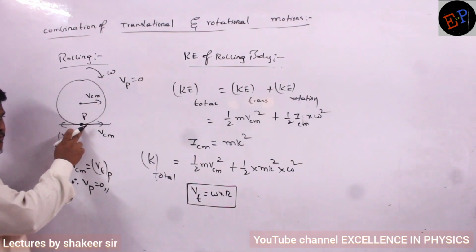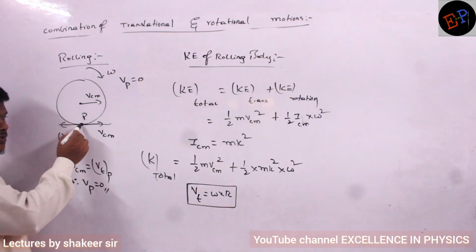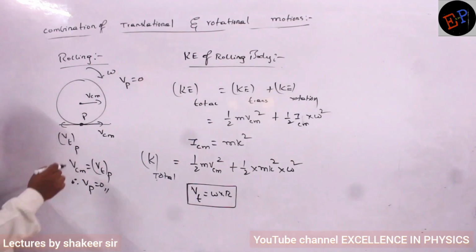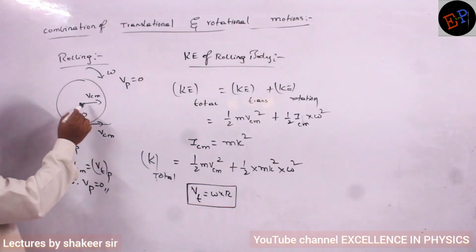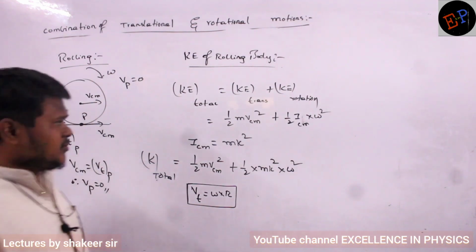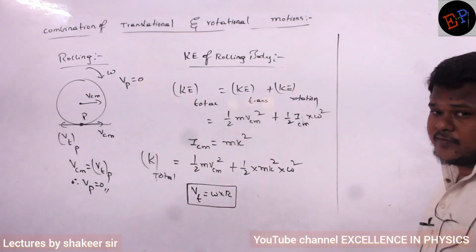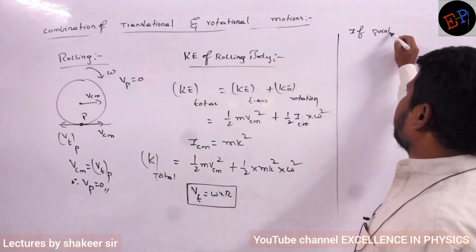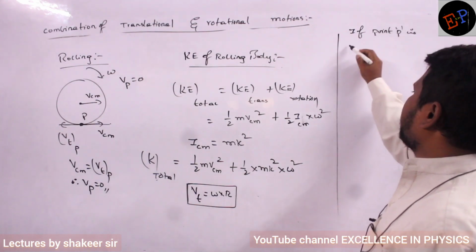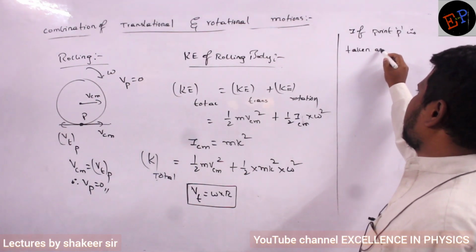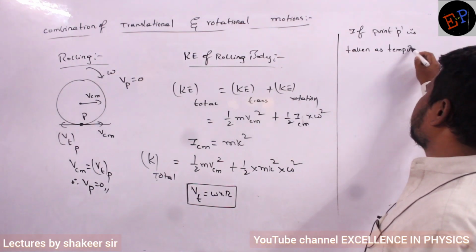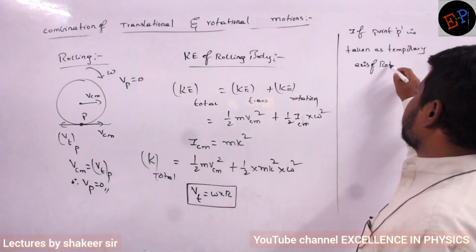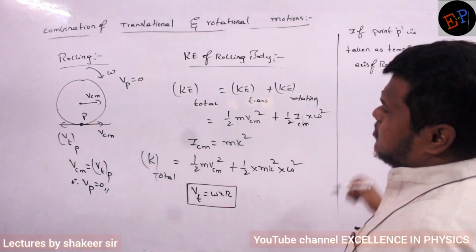If I consider this point to be my temporary axis of rotation, then what will be the tangential speed of this point? V center of mass will be how much? Are you able to understand? Listen carefully. So if point P is taken as temporary axis of rotation, already we discussed this concept, no?